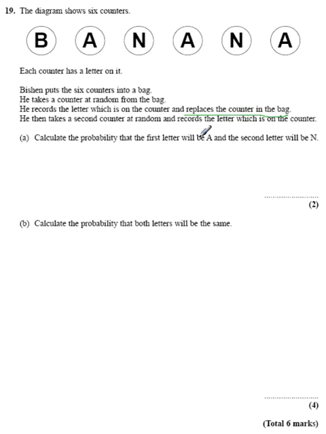Find the probability that the first letter will be A and the second letter will be N. Well, the probability the first letter is A is 3 out of 6, or a half. And then the probability the second letter will be N is 2 out of 6, or a third. So a half of a third is 1/6.